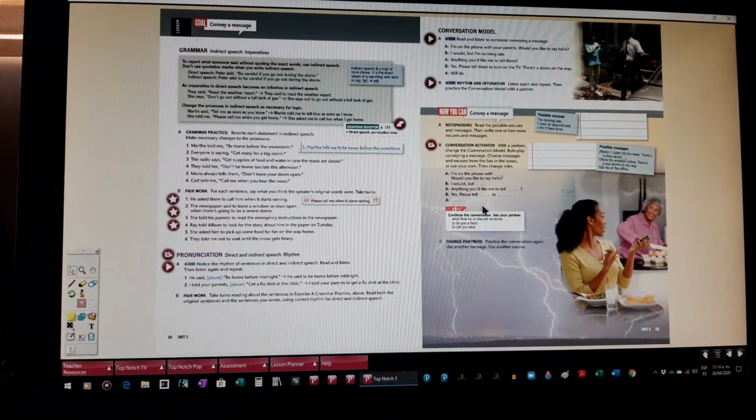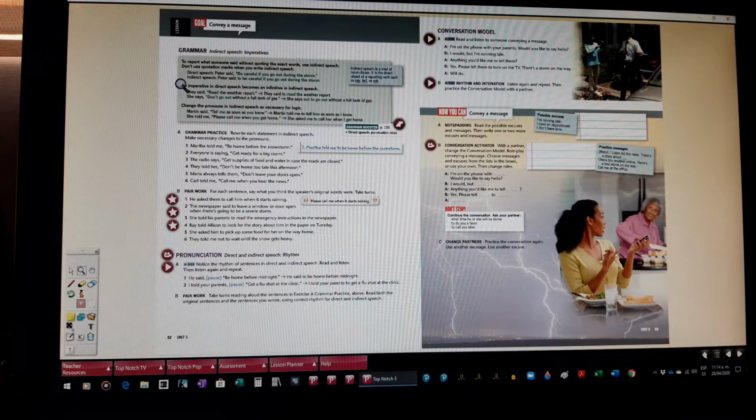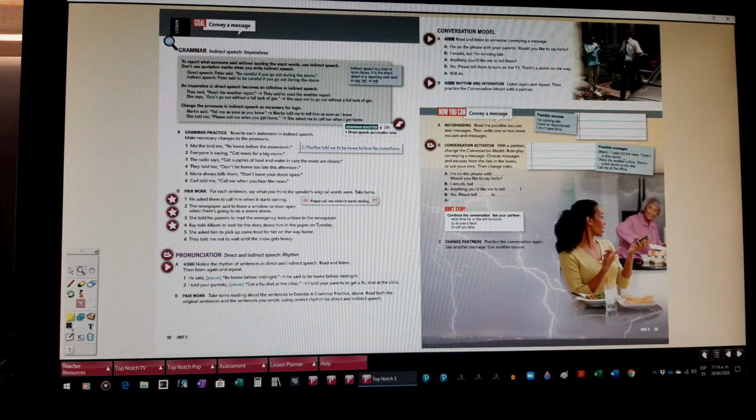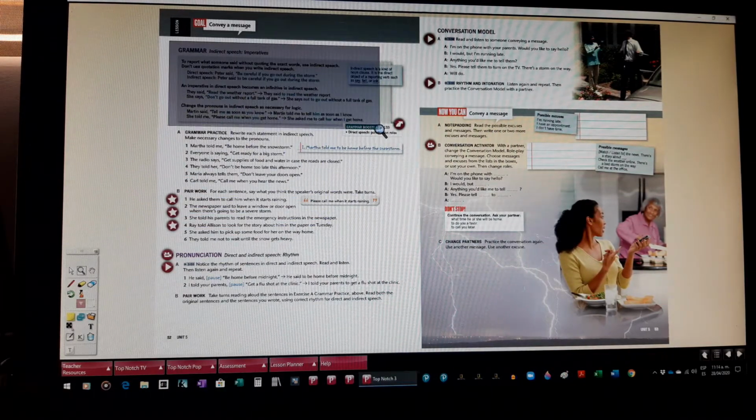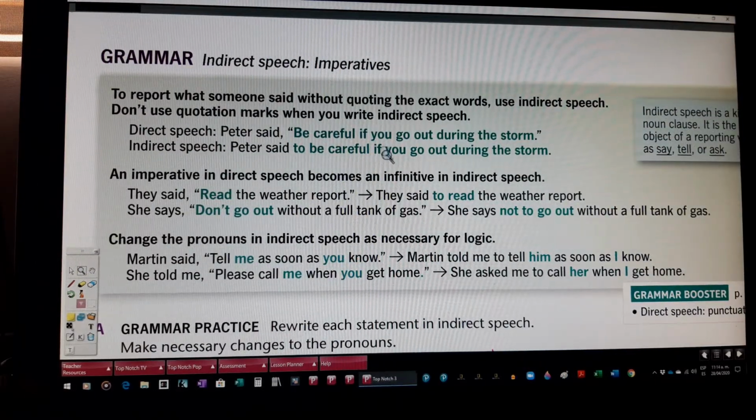Hello again. We begin with the second part of the unit, and we begin with grammar. Okay, pay attention to this grammar, to this explanation. It's very important you pay attention to this. Indirect speech imperatives.